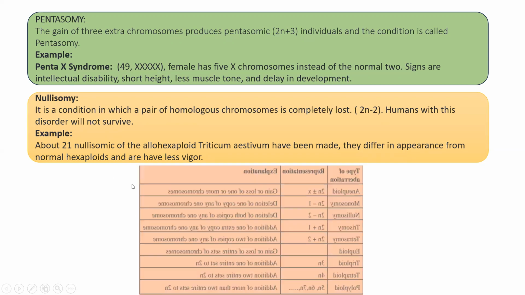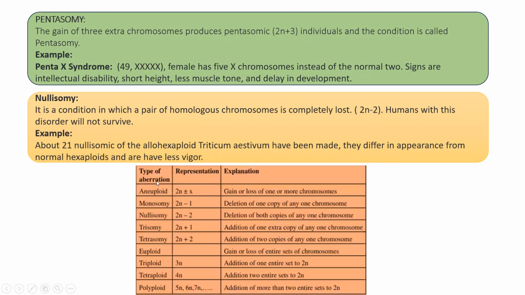numerical aberration. Then you can observe the types of aberration, aneuploid, monosomy, all these things which we have discussed right now, given in this tabular form. It will be easy for you to remember.